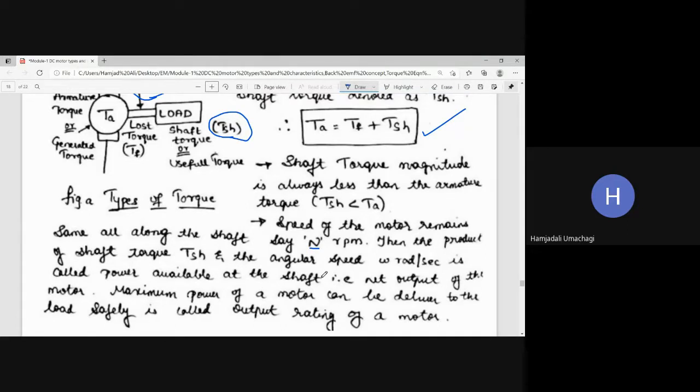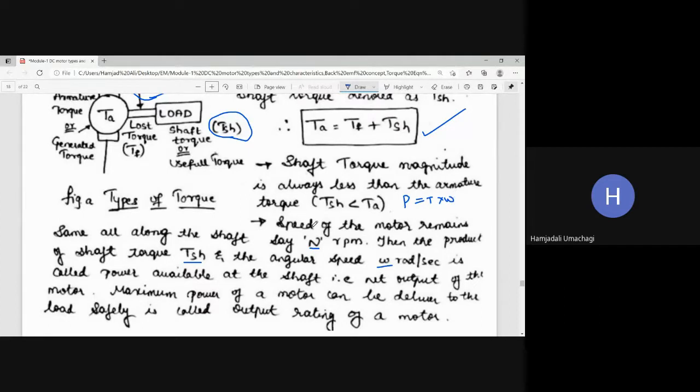So here you can see the product of T, that is torque, and the angular speed. T into omega is what? Just to recall the basic equation, power is given by what? Power is equal to T into omega, where T is the torque and omega is the angular speed.